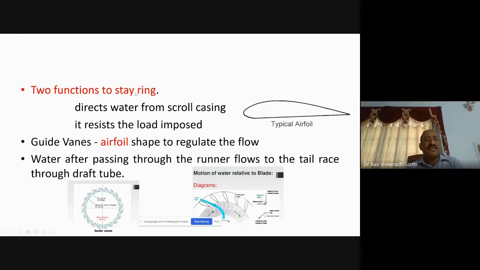The function of the guide vanes is that it directs the water from the scroll casing. Also, it resists the load which is imposed on it. What do you mean by the load? The load is the demand.